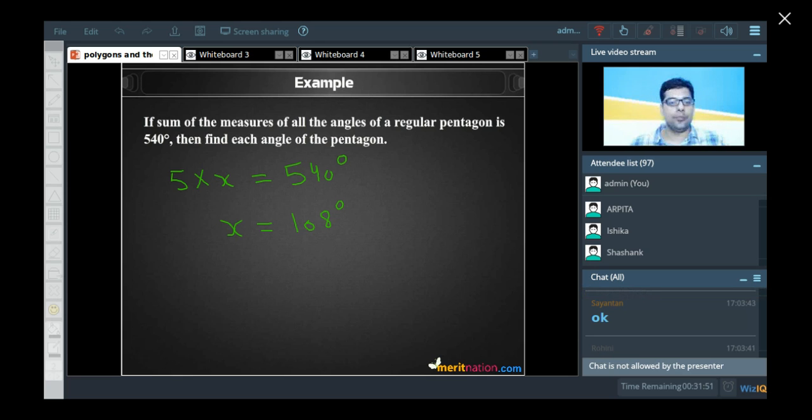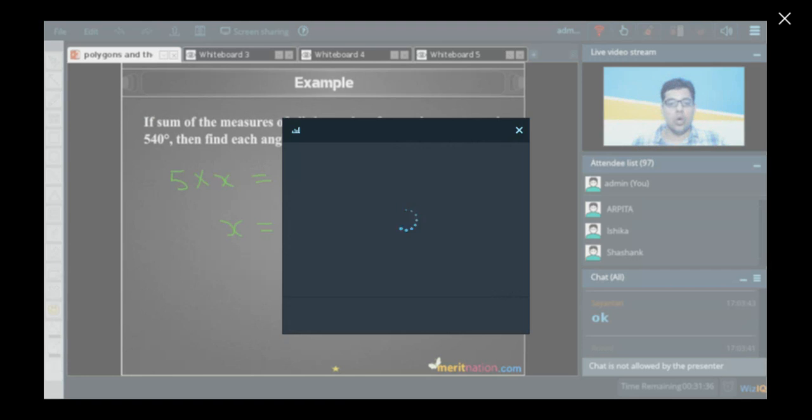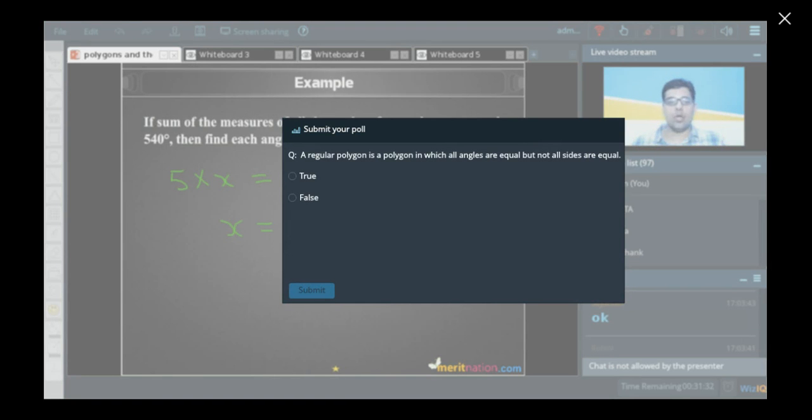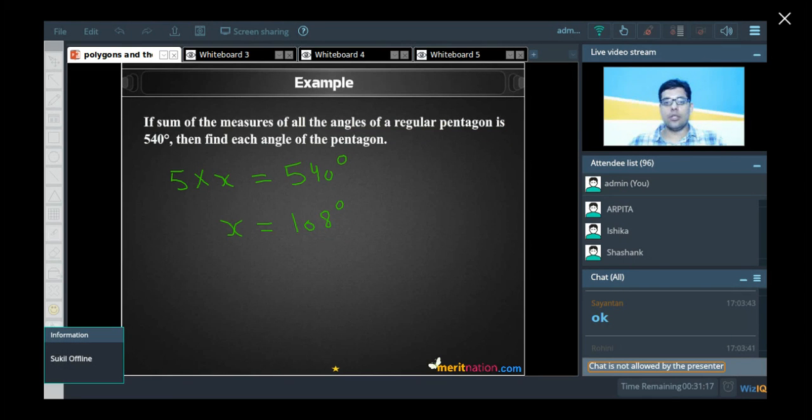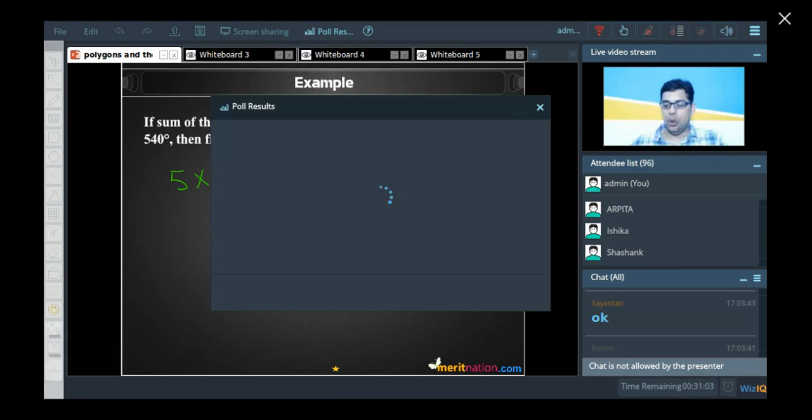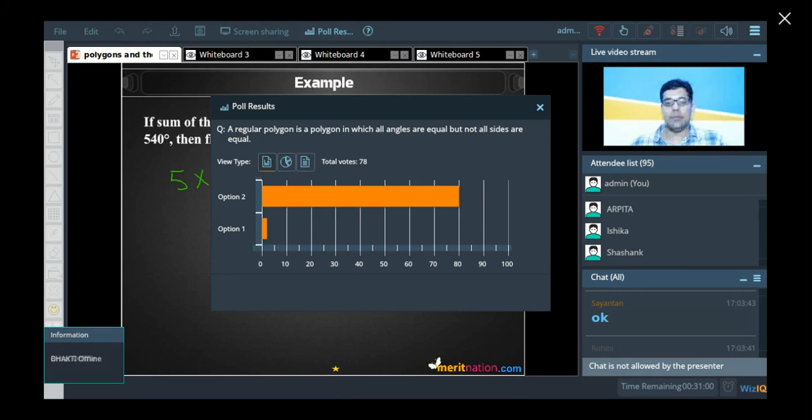Now, one question to the poll. The question is in front of you. A regular polygon is a polygon in which all angles are equal but not all sides are equal. Is it true or false? The question is about regular polygons and irregular polygons. Actually, this is a false statement because in a regular polygon all sides and all angles are equal. So the maximum number of votes are going with option number 2. It is a false statement. Okay, very good.